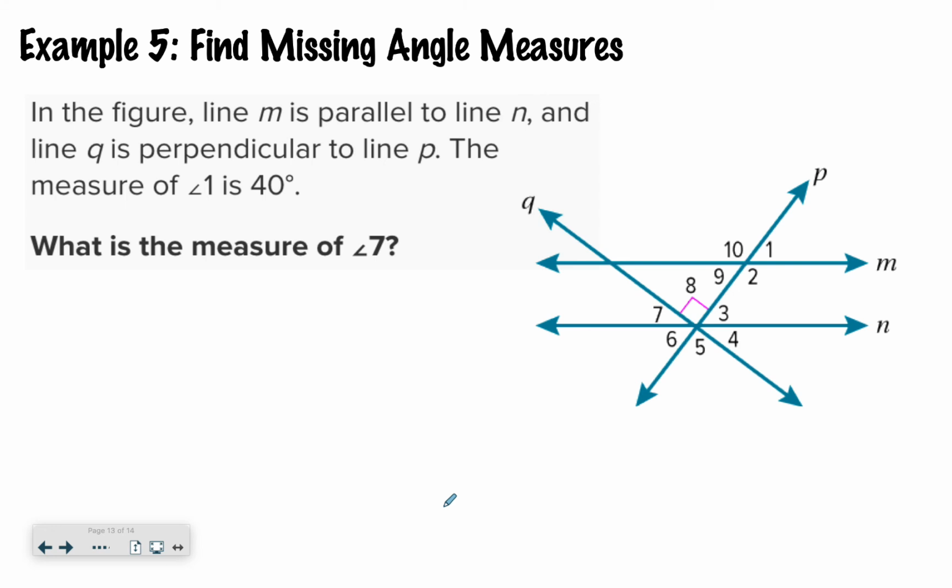And let's move on to our last example for today. So in the figure, line M is parallel to line N, and line Q is perpendicular to line P. The measure of angle 1 is 40 degrees. What is the measure of angle 7? Okay, so this picture might look really overwhelming to you.